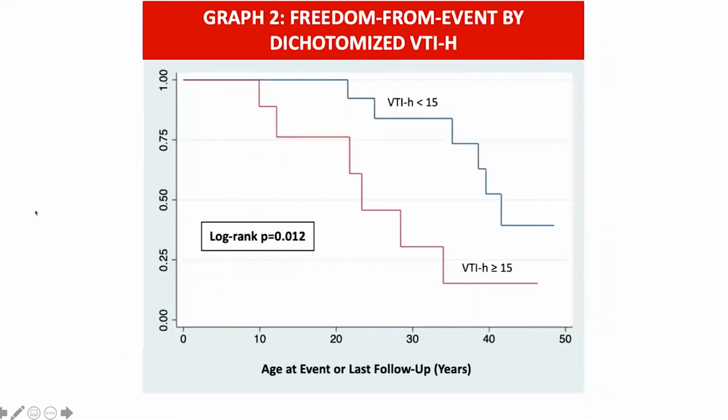So when stratifying curves by the dichotomized height-adjusted VTI, we found that Kaplan-Meier curves were statistically different with a log rank p-value of 0.01. Of note, in the high height-adjusted VTI group, our median age at first event was about age 23, which was lower than the median age at about 42 for our low VTI group.